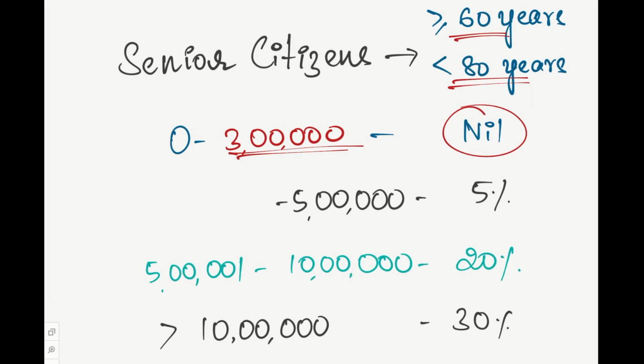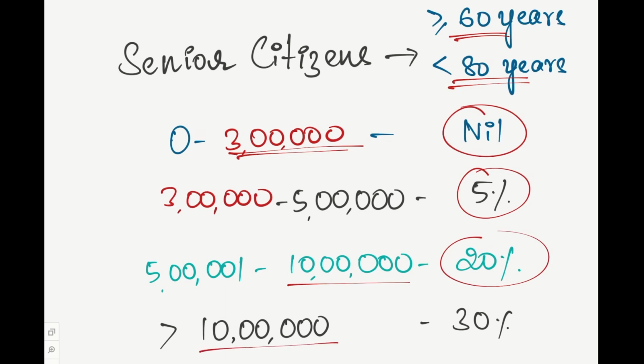From 0 to 3 lakhs, it would be nil. From 3 lakh rupees to 5 lakh, it would be 5%. Again, the rest of this slab remains the same. 5 lakh to 10 lakhs, then it would be 20%, and anything above 10 would be 30%.